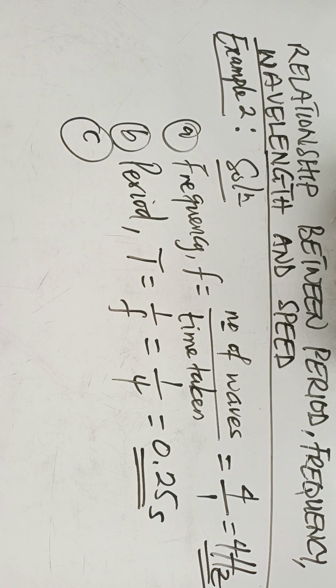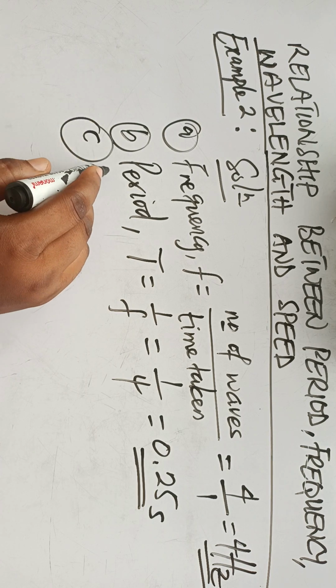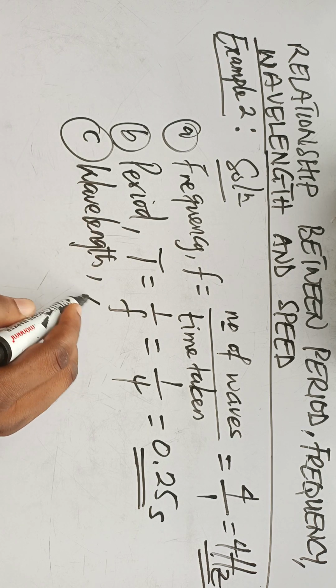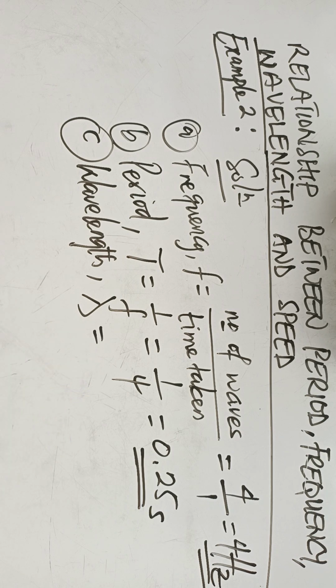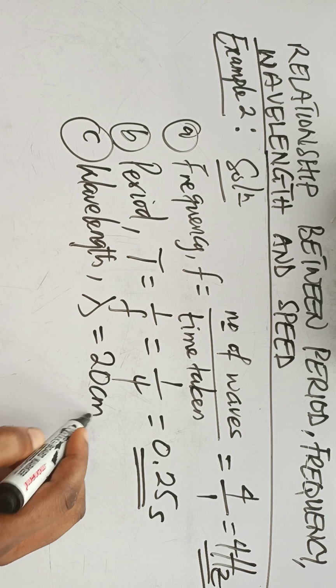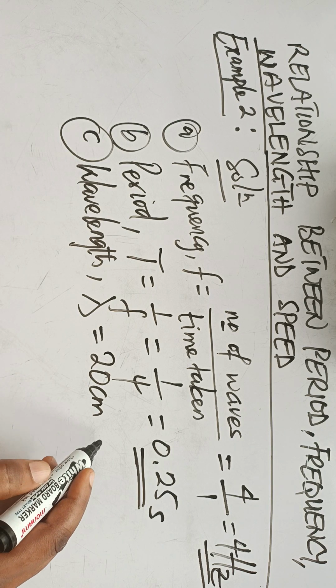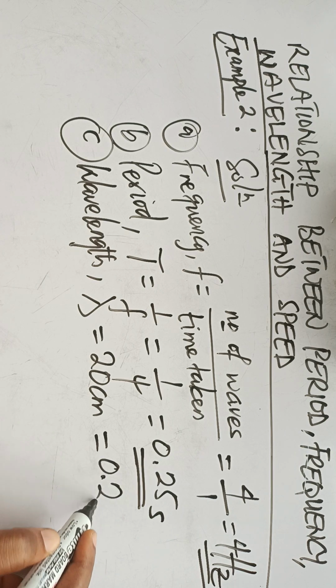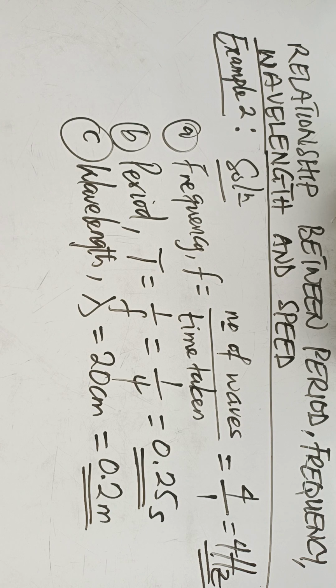The C part of the question was asking us to determine the wavelength. For wavelength, which is lambda, it was given to us as 20 centimeters. All you need to do is change the centimeters to meters, and 20 centimeters becomes 0.2 meters. The question was specific to tell us that the distance between the successive crests is 20 centimeters, so that distance between the successive crests becomes the wavelength.